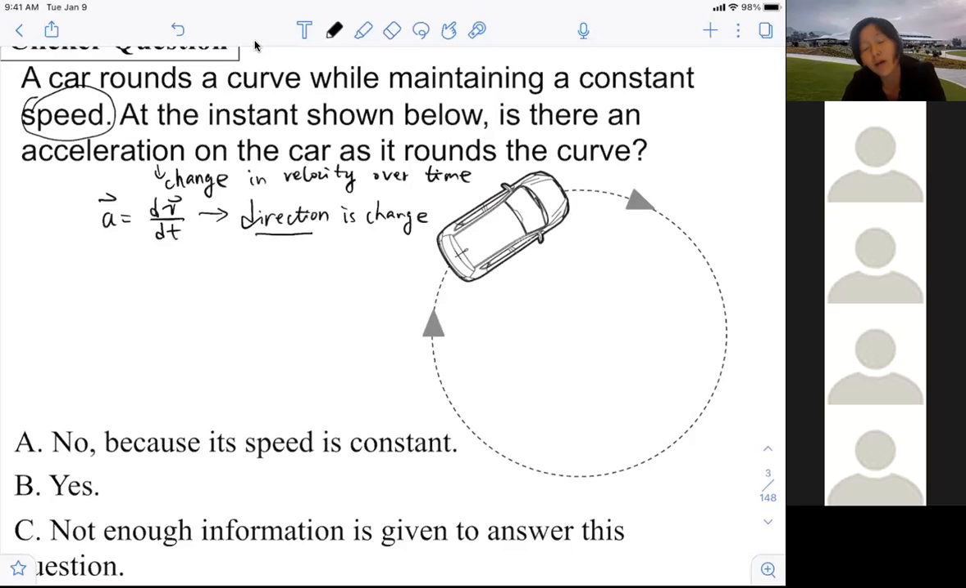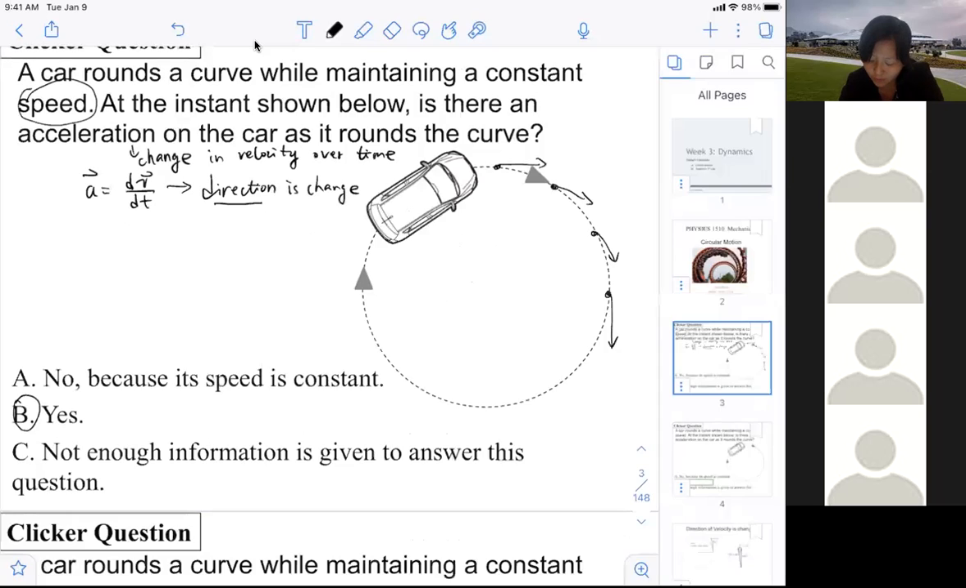The direction of motion of an object is always tangential to the curve. So at this point the direction is this way, at this point the direction is this way, and you can see that this direction is always changing. Therefore you must have an acceleration. Excellent, thank you so much for the thought.